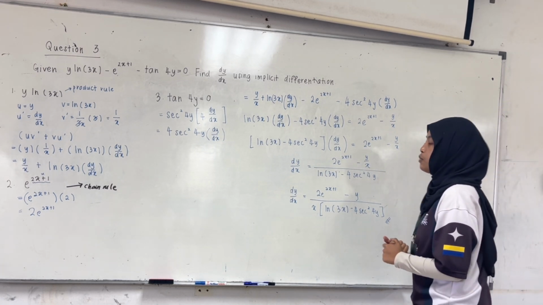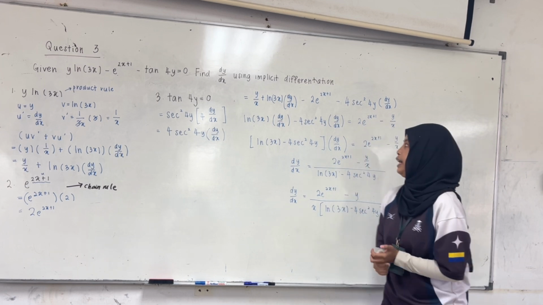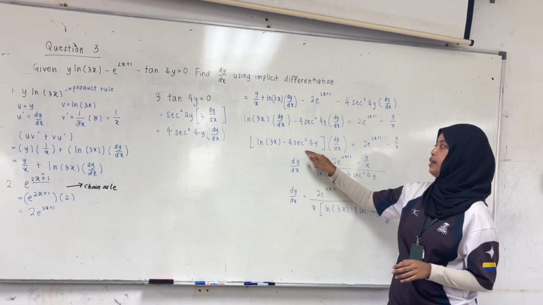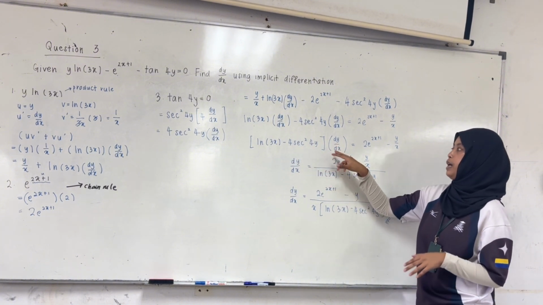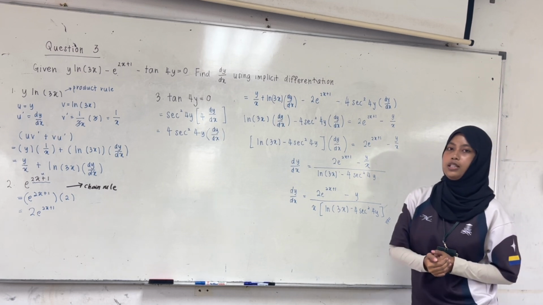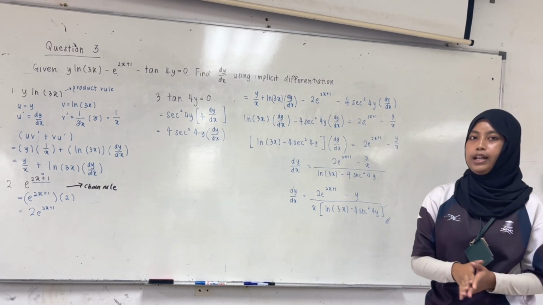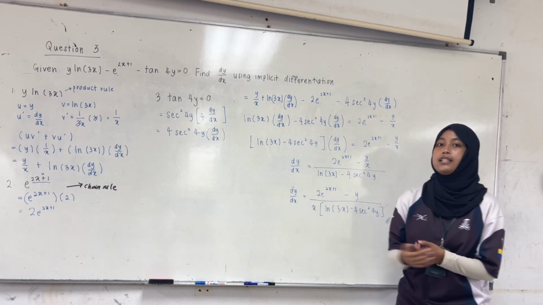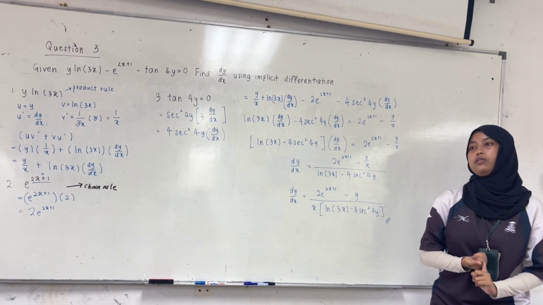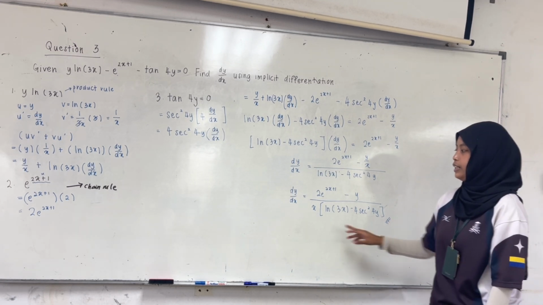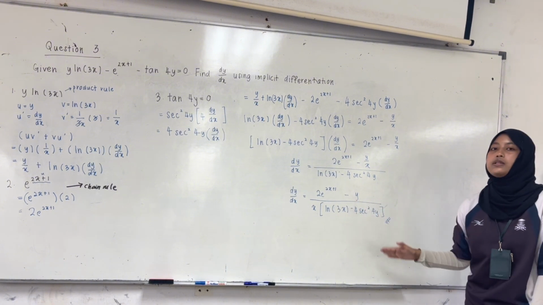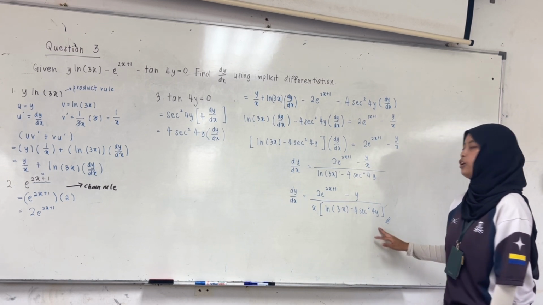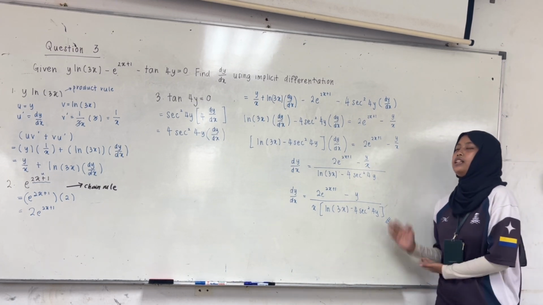So let's factorize the equation and get dy over dx alone. So we can get ln 3x minus 4 sec squared 4y multiplied by dy over dx equal to 2 e to the power of 2x plus 1 minus y over x. So let dy over dx be the subject because we need to find dy over dx. So we can get dy over dx equal to 2 e to the power of 2x plus 1 minus y over x, divided by ln 3x minus 4 sec squared 4y. So this is our final answer.